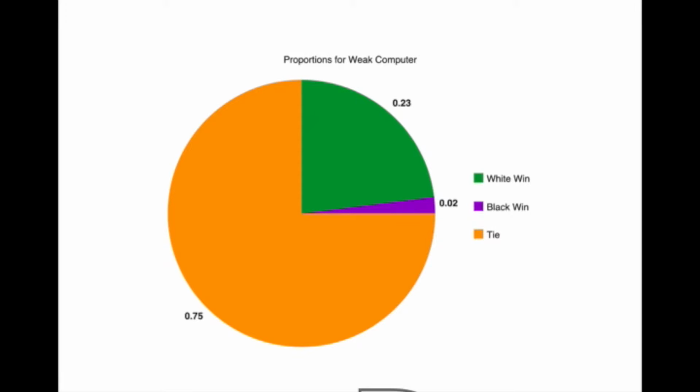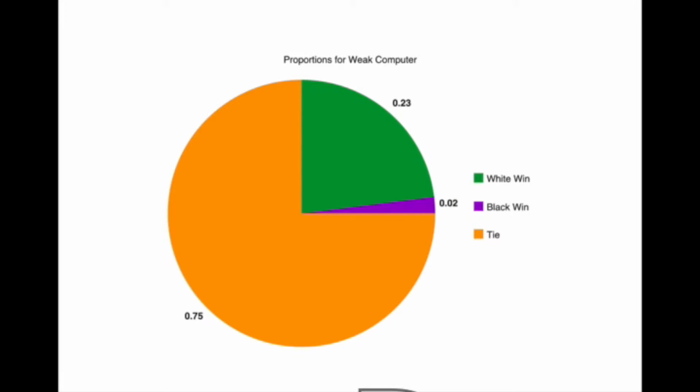So here we can see the proportions for a weak computer. And as you can see, the proportion for ties was 0.75, which is a lot more than it should be or than we expected. You have 0.02 for black wins, which is a lot less than we expected, and 0.23 for white wins.